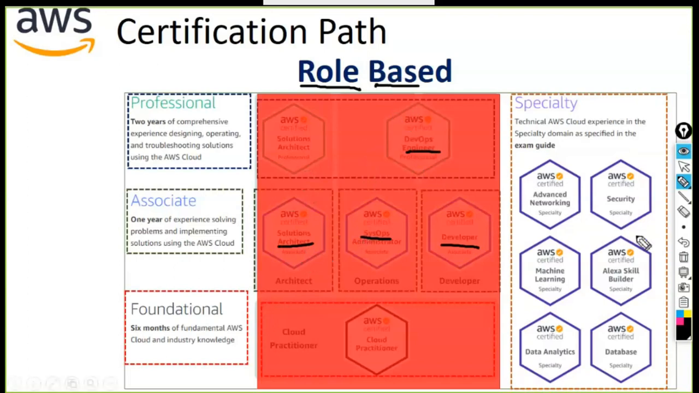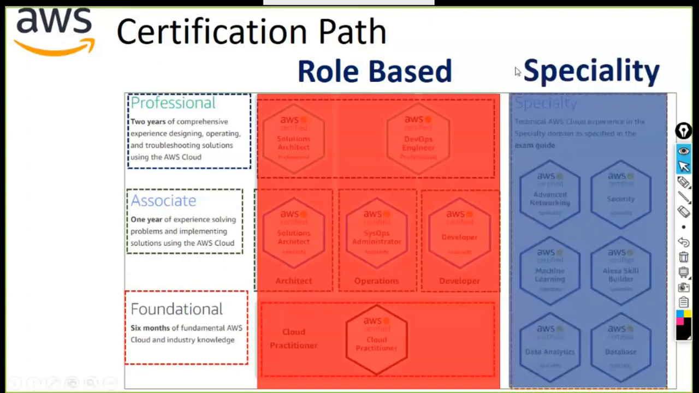The next layer is the specialty certification. You can go for specific certifications on the specialty layer, and this will be all about your own specific passion for the certification that you want to appear for. So I might be interested in machine learning.